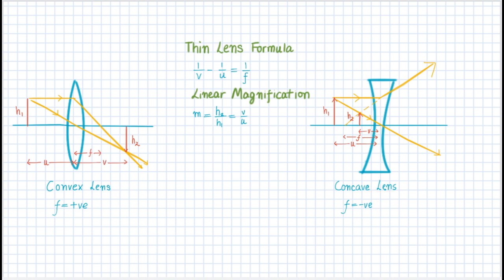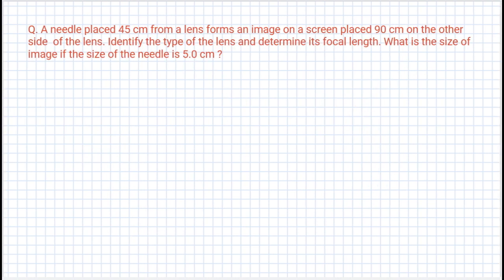Now we can move to our questions. Coming to our numerical: a needle placed 45 centimeter from a lens forms an image on a screen placed 90 centimeter on the other side of the lens. Identify the type of the lens and determine its focal length. What is the size of the image if the size of the needle is 5 centimeter?